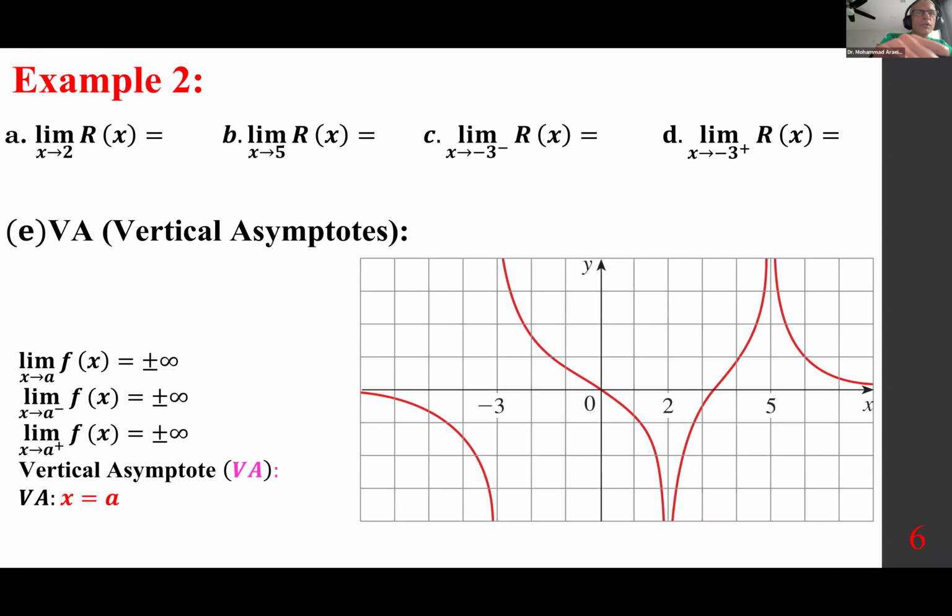All right, over here, I'm going to remind you of the definition of a VA, or vertical asymptote. When the limit of f(x) as x approaches a, either from the left or right, is negative or positive infinity, the equation x equals a is the equation of a vertical line. Therefore, for this function as x approaches 2, whether from the left or right, both of them are going down to negative infinity.